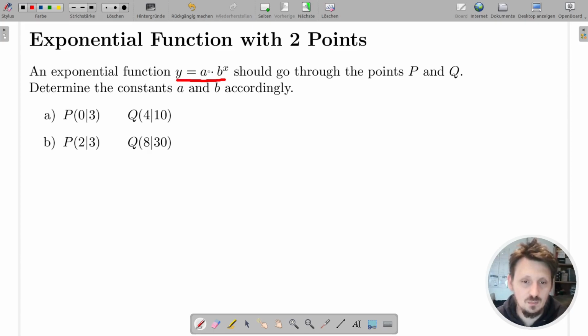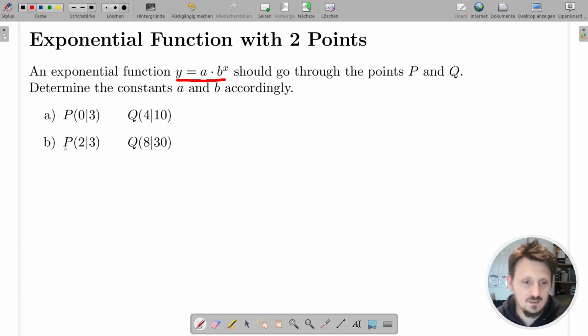This is y equal a, just a constant a, times the base b, which is also a constant, to the power x. And these two parameters have to be now determined in order to let the graph go through these 2 points. And you can see in this exercise we have 2 parts, a and b. And in both parts we have 2 points. And the first part, a, is actually easy because here the x value of p is equal to 0, and you will later see that then the parameter a can be defined very easily. And the parameter b we will define then with the help of the second point q.